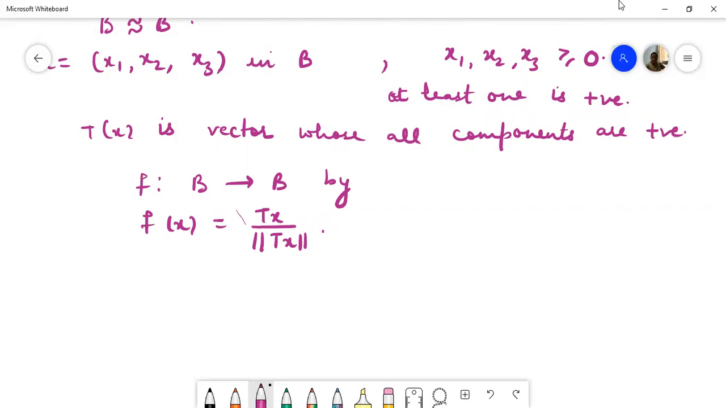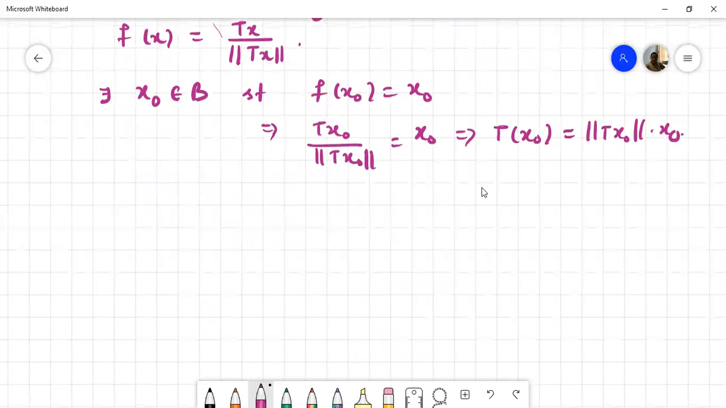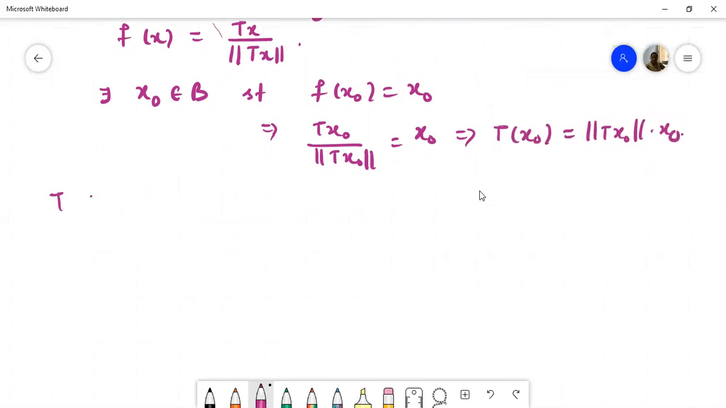And secondly, the norm of Tx upon norm Tx is 1, so it belongs to S2. And all the components are non-negative, so this belongs to the intersection, which is B. So this is a continuous mapping from B to itself. So by Brouwer's fixed point theorem, it has a fixed point. So there exists x naught in B such that f(x naught) is equal to x naught, which means T(x naught) divided by norm of T(x naught) is x naught, which means T(x naught) is norm of T(x naught) times x naught. So this equation shows that T has an eigenvalue, namely norm of T(x naught). So T has a positive eigenvalue, namely norm of T(x naught), which completes the proof of the result.